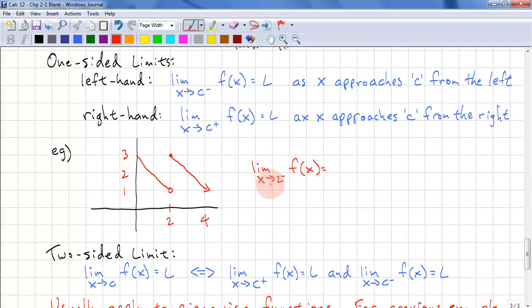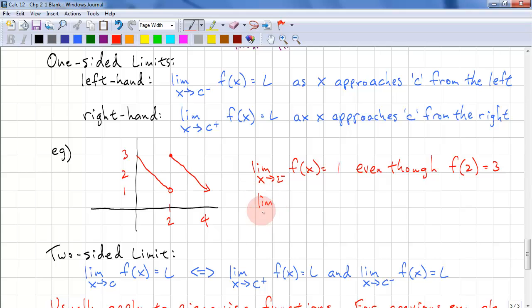We are looking at the limit as x approaches 2 from the left, and we can see that it approaches 1. So 1. This is even though f of 2 equals 3. F of 2 equals 3 here. Remember that a closed dot means the value is at that point. An open dot means there's no value at that point.